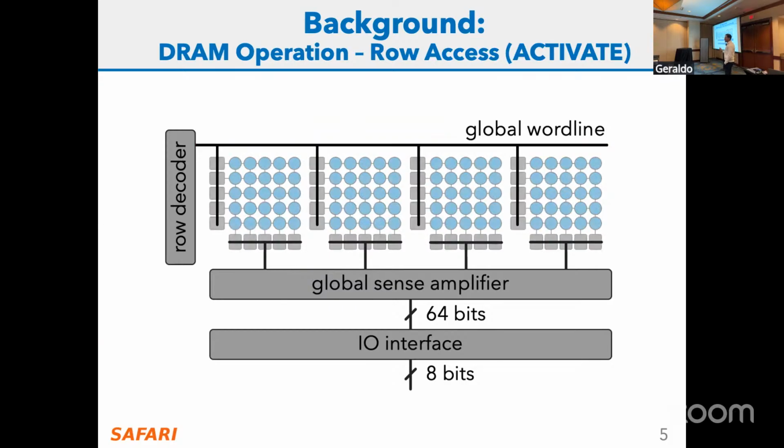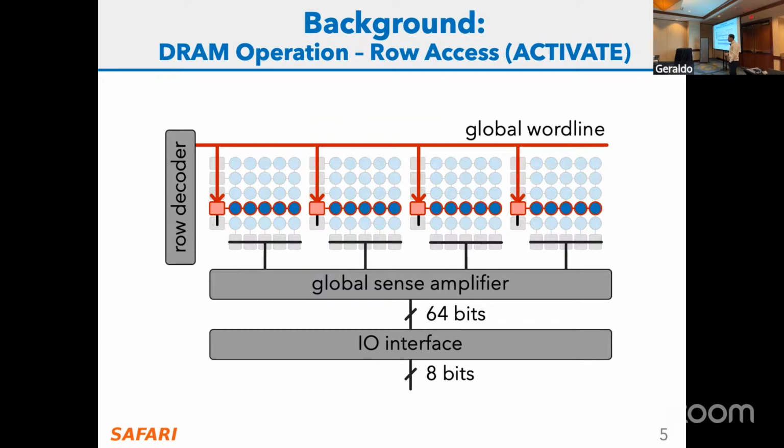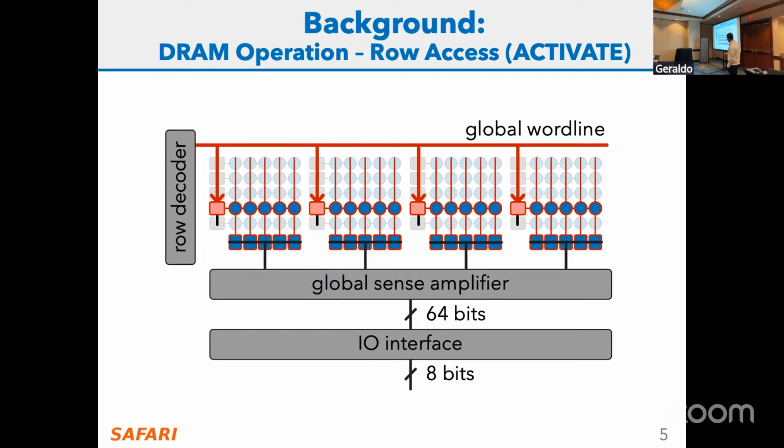In order to access a DRAM row, the memory controller issues at least two main operations, activate and read. When issuing activate, the memory controller sends activate to a given source row inside the DRAM subarray, and this basically connects the DRAM cells inside that row to the local bit lines. This allows the DRAM cells to perturb the local bit line and generate a voltage difference. Then the local sense amplifier is enabled.